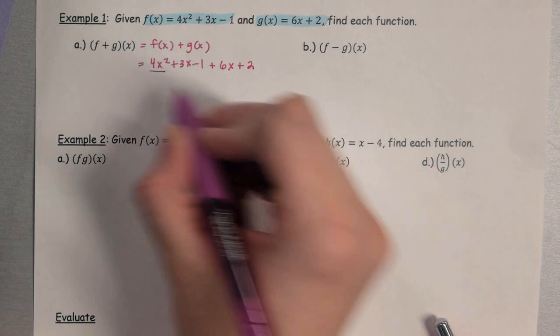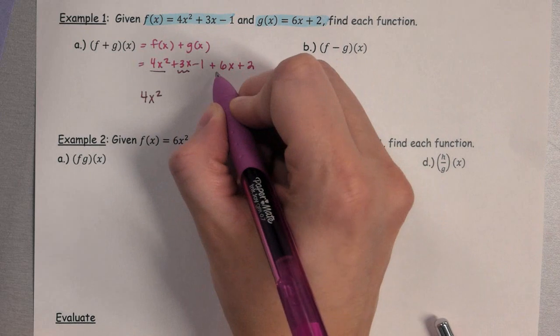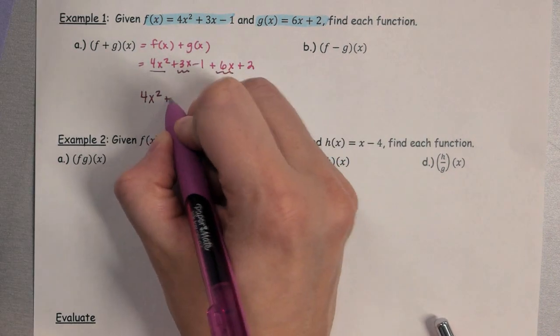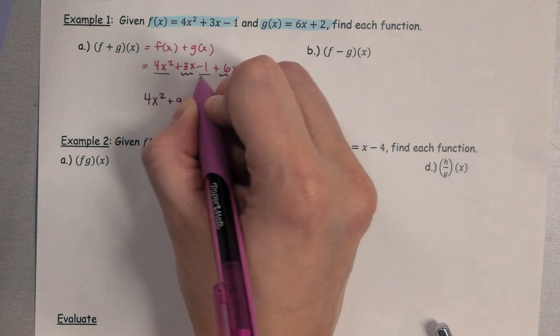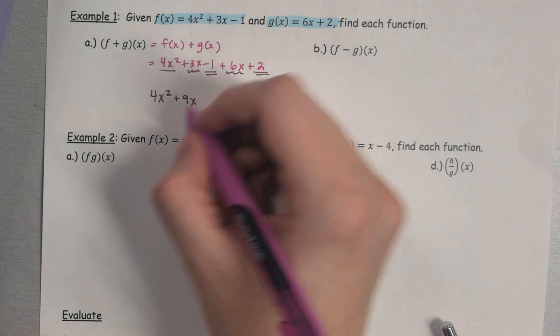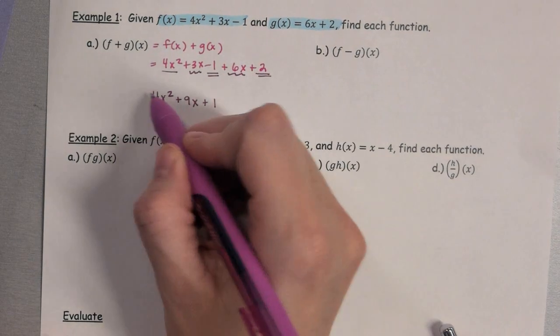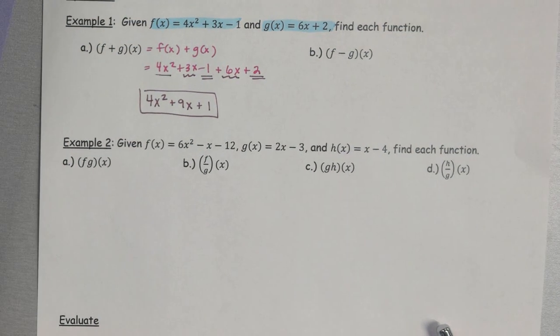So this is the only 4x squared, nothing to combine it with. 3x plus 6x is going to be what? Yeah, 9x. And then I have negative 1 plus 2. What's that going to be? Plus 1. All right, and then that's your final answer. So that should feel really similar to what we did in chapter 3 with polynomials.